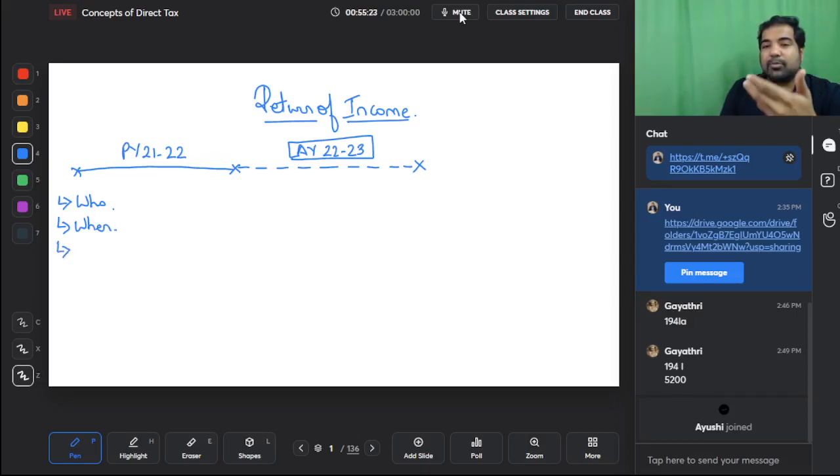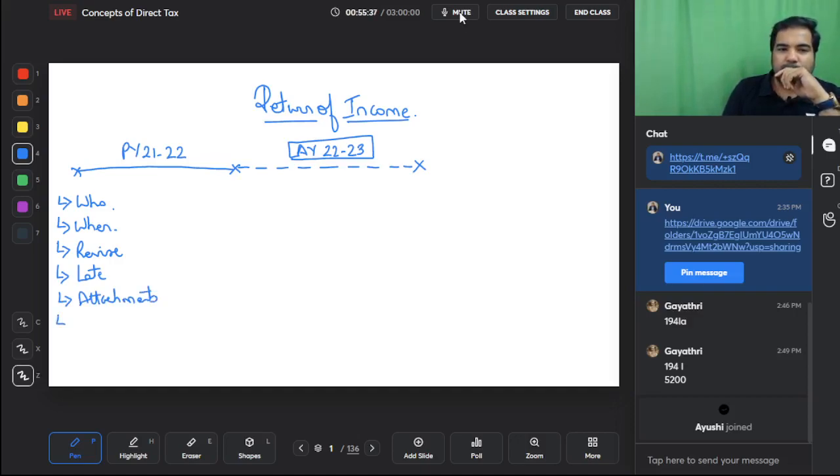Guys, sometimes you file and there are mistakes, so can you revise it? Can you file it late? Do you need some documents or some attachments with this chapter or with this return? Can the return be declared defective and can it be sent back? Who needs to sign it or verify it? And do I need to pay tax along with this?